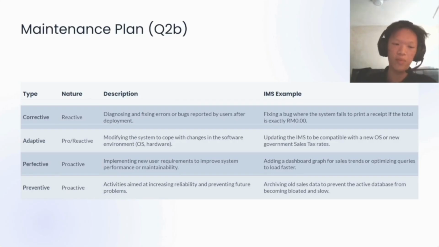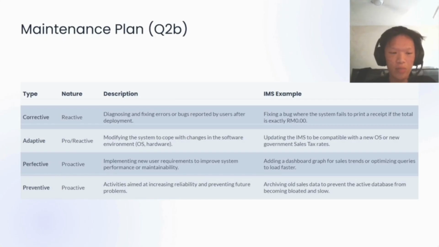Okay, the next one is perfective. The nature is proactive. It is to implement new user requirements to improve system performance or maintainability. An example I can give is adding a dashboard graph for sales trends or optimizing queries to load faster. Let's say the sales trend is going up among users, but the users' requirements are more toward this product, so we focus our sales on that. So we perfect our products based on the demands of the users.